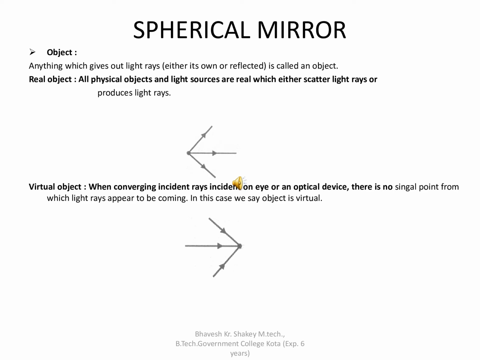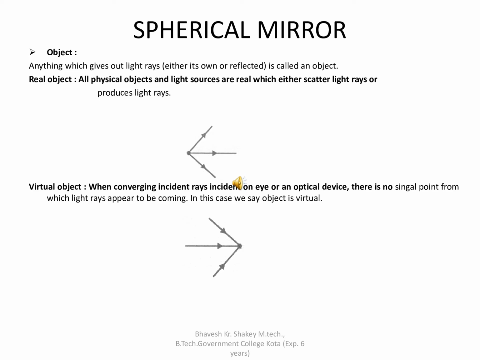Now we go to the second type, the virtual object. So what is a virtual object? You can see a diagram, and there is a difference between these two diagrams. In the first diagram the rays are coming out from a point source. In the second diagram the rays are converging on a single point. By this we can differentiate the real object and a virtual object.